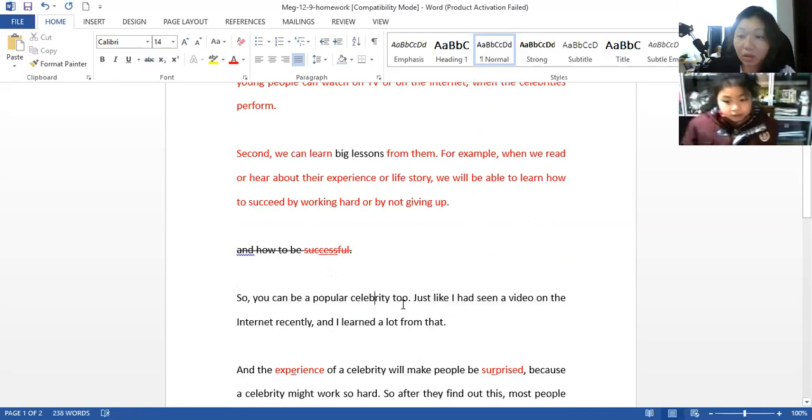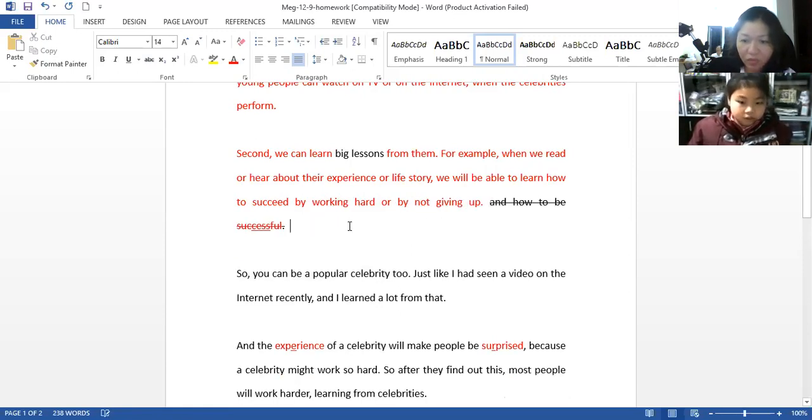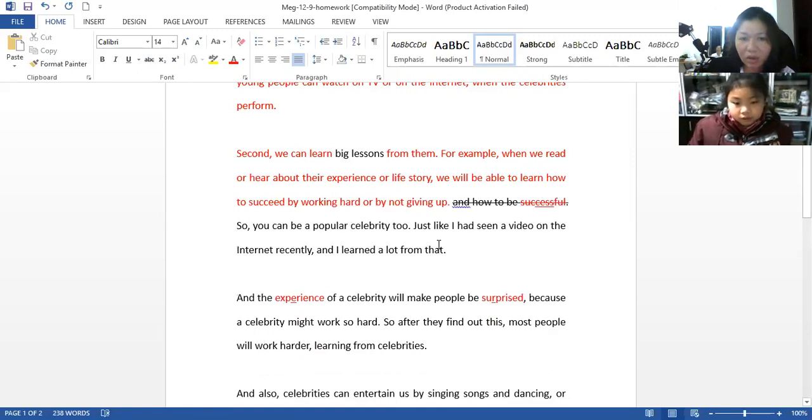Okay. All right. The way you said it is much clearer. So you need to make your sentence as clear as the way you said it to me. Oh, and I can change it to: so you can try to be a popular celebrity too after learning from other celebrities. Okay, so this sentence doesn't need to be separated from this paragraph. It's actually a part of this paragraph.